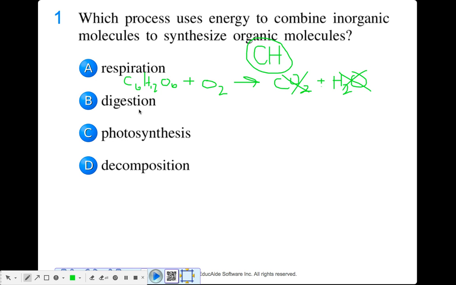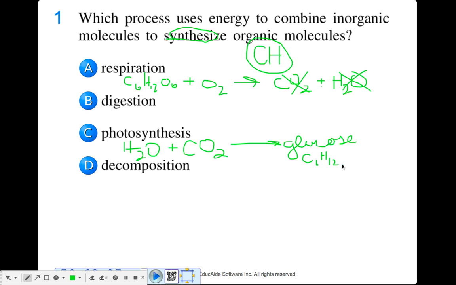Digestion, this is where we take very large things and break them down into smaller particles, so we're not synthesizing anything. Photosynthesis. Let's see, what's the equation for that? We've got water, we've got carbon dioxide, and that is making, I'm just going to write out glucose. Sorry, that's really messy. C6H12O6. There we go. Plus oxygen, right? This happens in plants. They make the oxygen we breathe and the sugar that we eat.